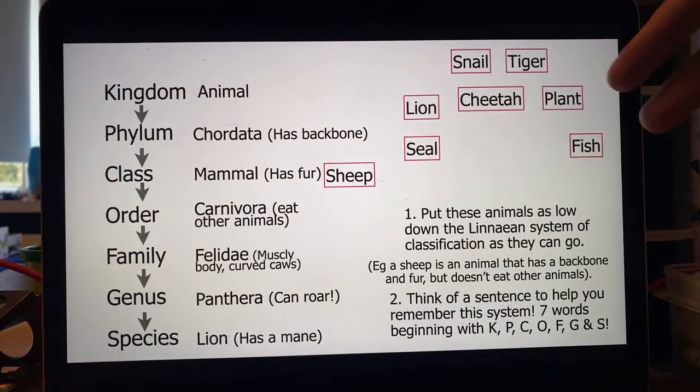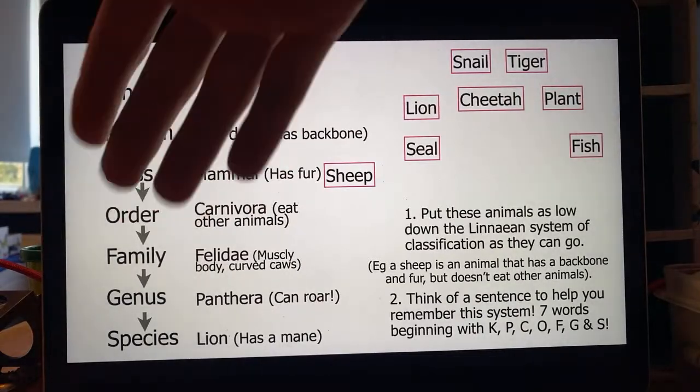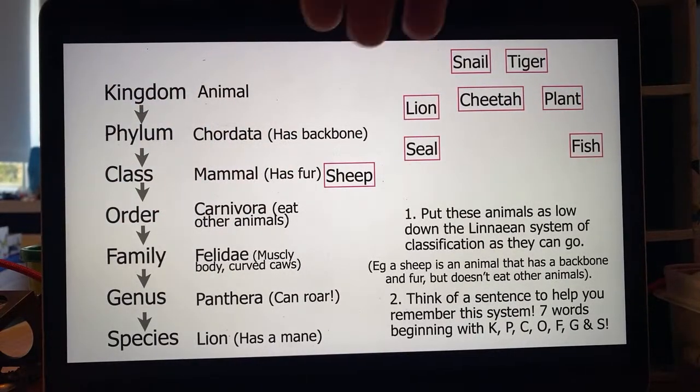So just match one of these up per category. Like one's in the kingdom, one's in a phylum, and one of them doesn't fit anywhere. All right. So you've got lion, seal, snail, cheetah, tiger, plant, and fish.